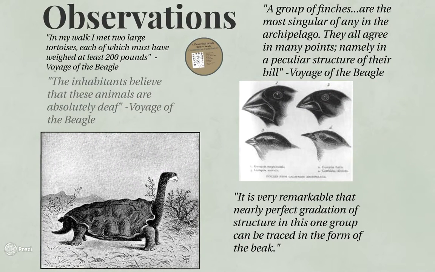Darwin filled pages and pages of his journals with his observations of the wildlife on the different Galapagos Islands. He remarks, "In my walk I met 2 large tortoises, each of which must have weighed at least 200 pounds." Darwin notes that he is able to knock a bird off its branch with the end of his rifle, because the species of the Galapagos are so new to the predation by humans.